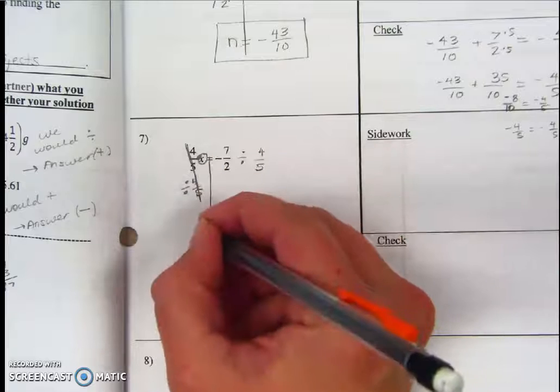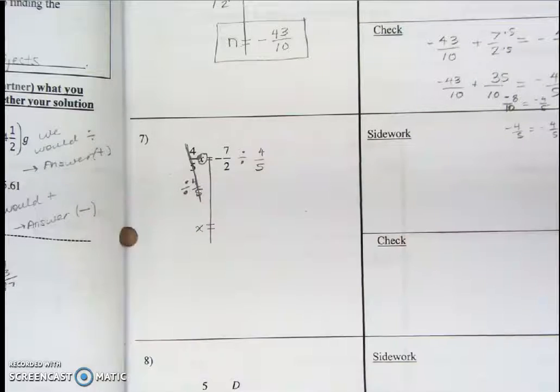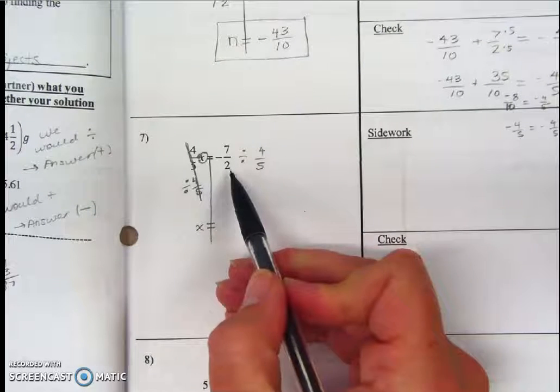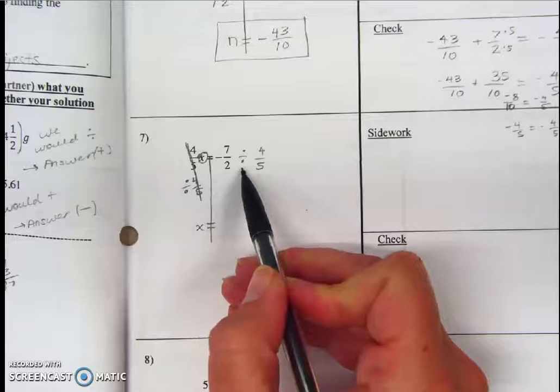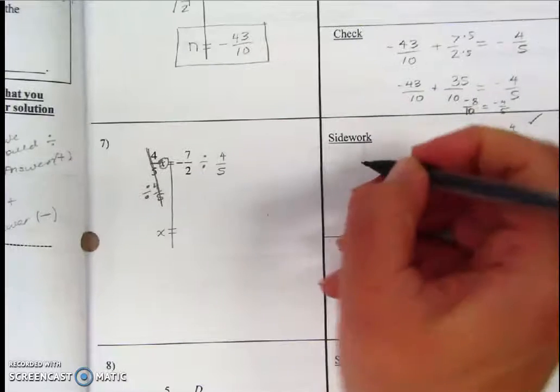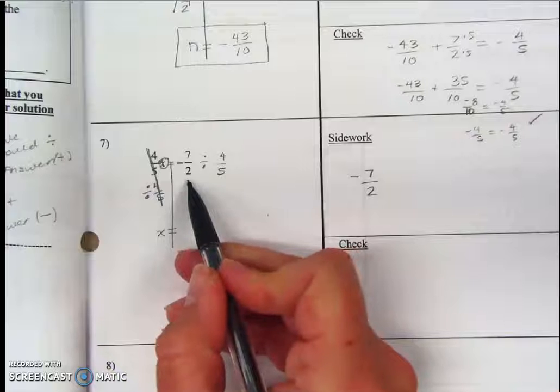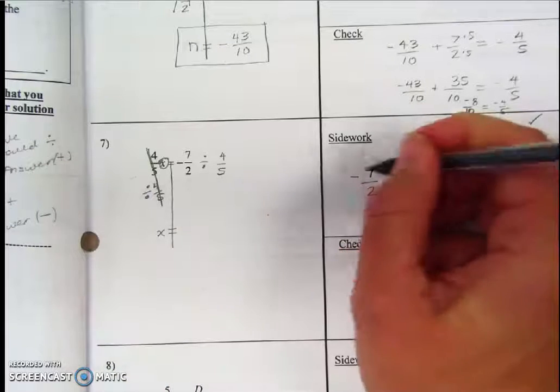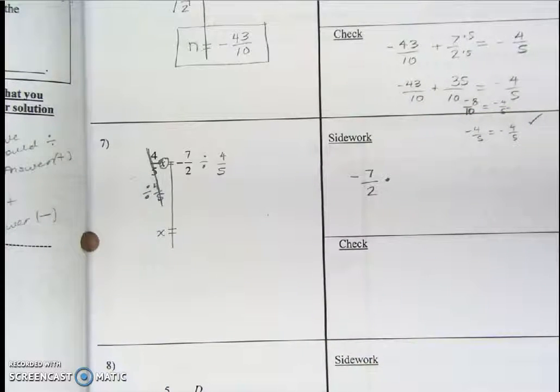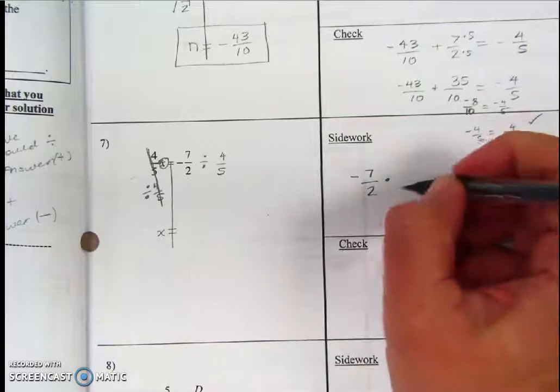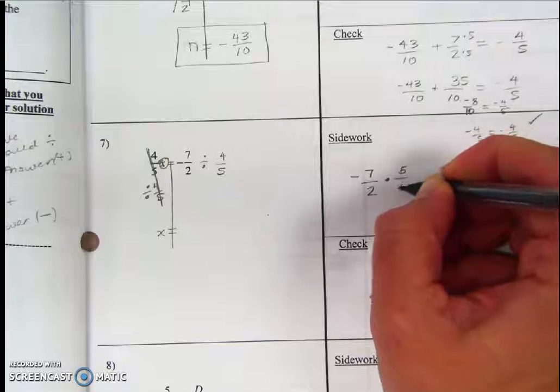I'm going to bring down 1x, and then let's see what that's going to equal. Remember, with dividing fractions, keep, change, flip. So I'll do my side work over here. That means it would be negative 7 over 2 is our keep. Our change is changing to multiplication. And I'm going to flip over 4/5 and make it 5/4.